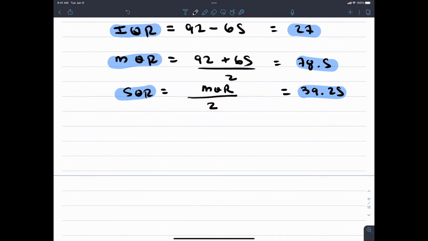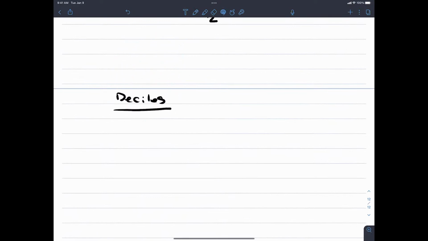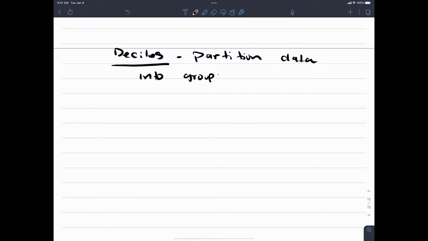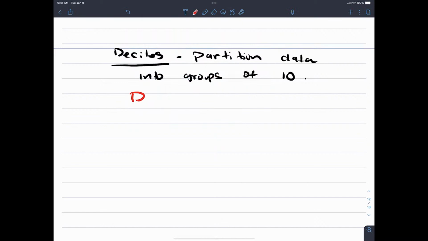We also said, and it's very easy, this is just something called deciles. We don't have much in terms of deciles. That's when you partition your data into groups of 10. Okay? And then you say, well, what do you mean? Think of dimes. Dimes, ladies and gentlemen.